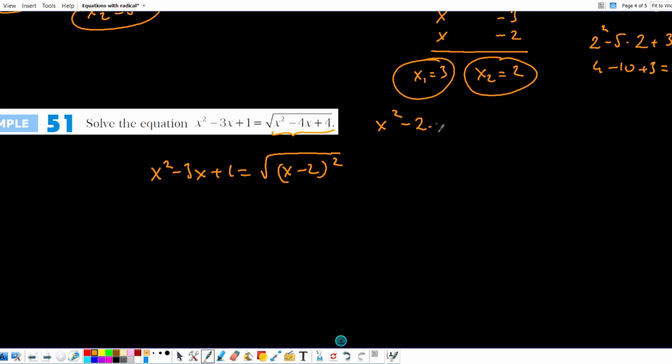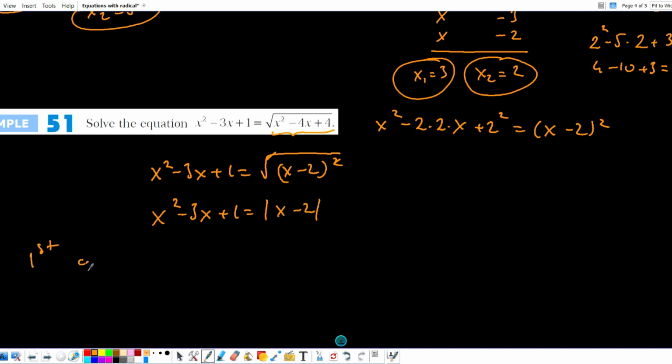I have here x squared minus 2 times x plus 2 squared, which is (x minus 2) squared. Then square and square root will cancel each other. When we are cancelling square and square root, we always write x squared minus 3x plus 1 is equal to, in absolute value, x minus 2. Now again we'll have first case.